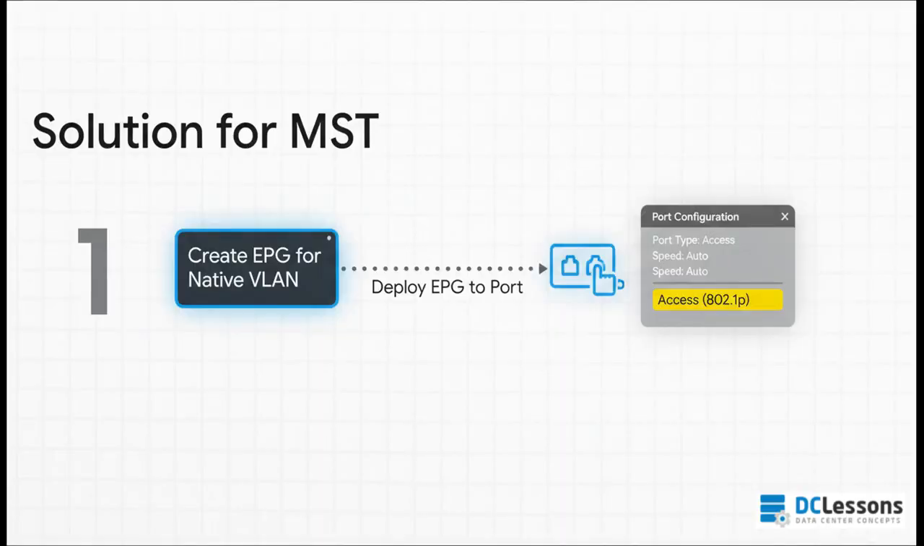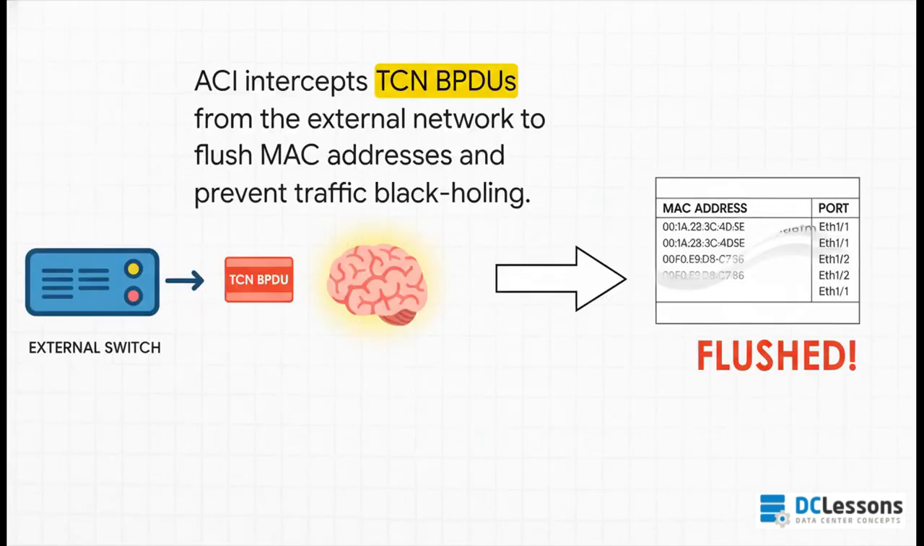So the fix is to give ACI a little help. You have to create an EPG specifically for that native VLAN. Then you apply that EPG to the physical port that's connected to your MST network. And this last part is the most important step. You have to set that port's tagging mode to access 802.1p. This is what tells the ACI leaf, hey, it's okay to accept untagged frames on this port, allowing those BPDUs to get through correctly.